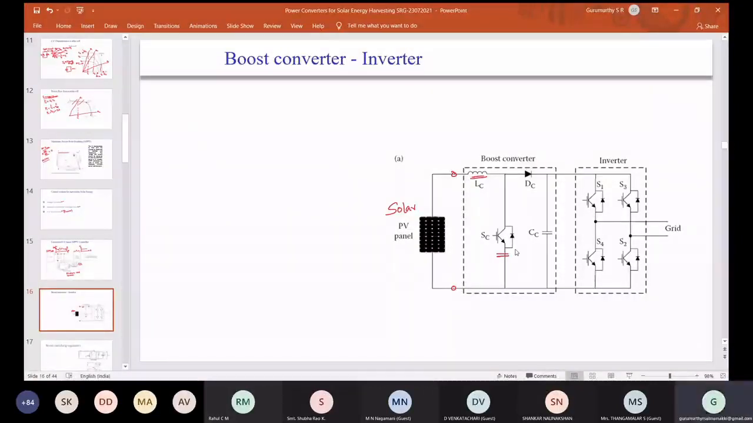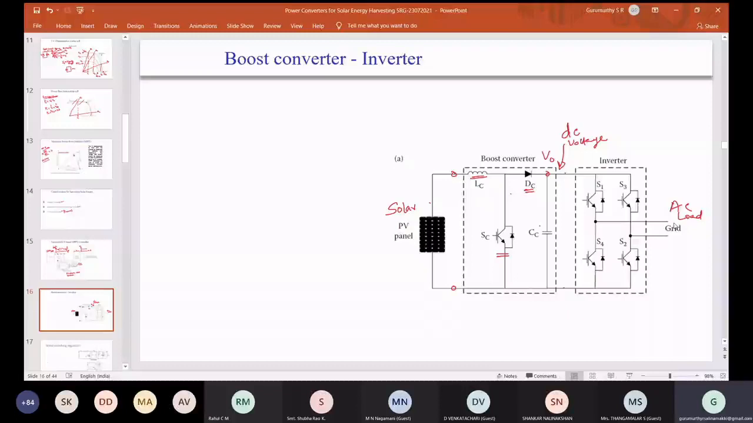So this is the output voltage you are going to get from this converter. Solar cell, power converter, and here you are going to get a DC voltage. If you have AC loads, then you can have an inverter to convert DC to AC. Or if you want to feed this energy back to the grid, then you can connect these points to the AC grid. The loads are located somewhere else.